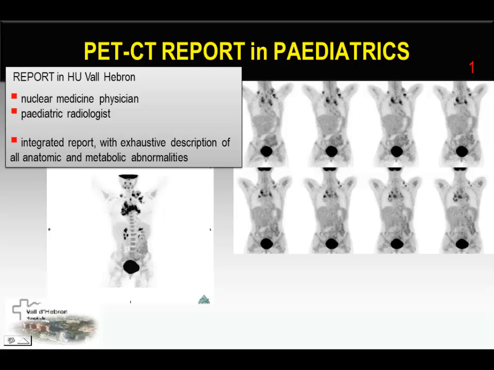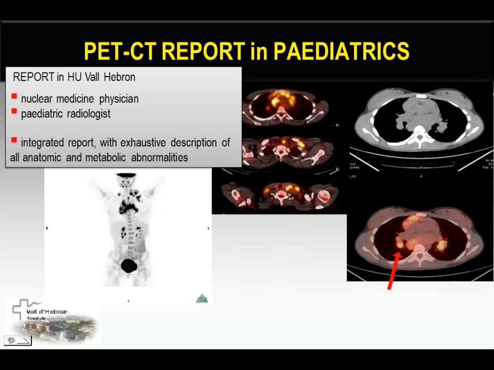And how do we do our reports? The report in my hospital is done in combination by a nuclear medicine physician and a pediatric radiologist. It is an integrated report with an exhaustive description of all anatomic and metabolic abnormalities. Here you can see one of the points with higher difficulty to interpret. In lymphomas, it's very important to differentiate lymph node activity in the hilar area from the pulmonary activity. And I think that radiologists often have some difficulties in this differentiation.